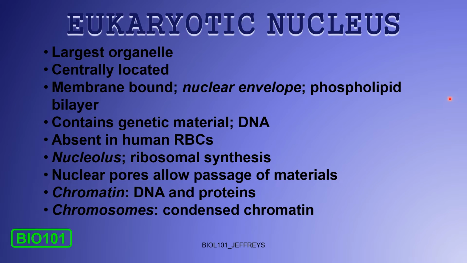So the eukaryotic nucleus is the largest organelle. It's generally centrally located, not always in all cells, but generally centrally located. It's membrane bound, and that membrane we call the nuclear envelope. And like the cell membrane, it is also a phospholipid bilayer. The nucleus contains the genetic material, which is DNA.